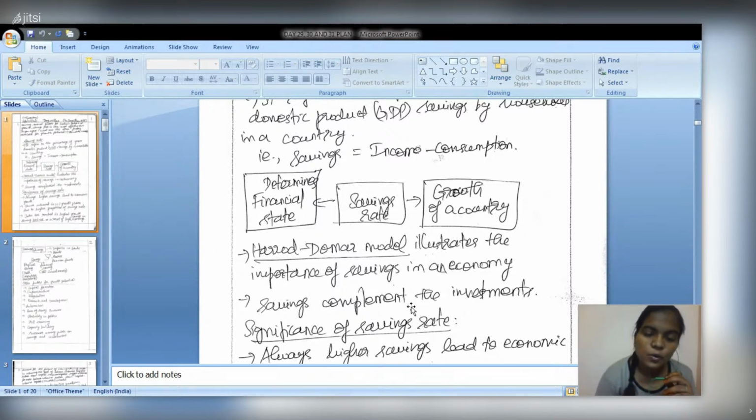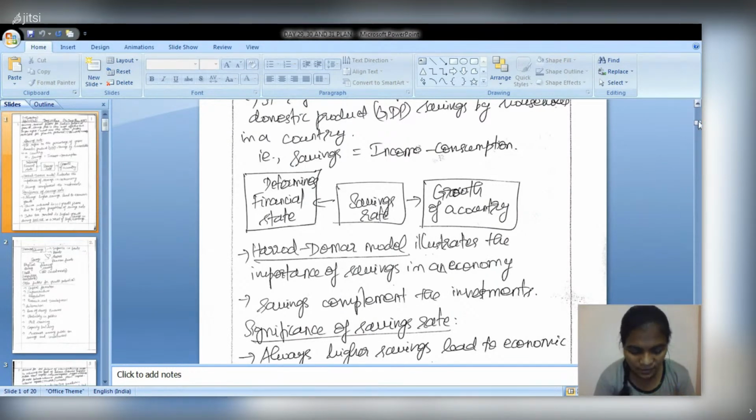We can say this is a vicious cycle. If the savings rate increases, investment also increases, again the savings rate will increase, and it will ultimately contribute to the growth of a country, that is, it will contribute a higher proportion to the gross domestic product of a country. So we should give a brief introduction on the savings rate and the significance of the savings rate too.